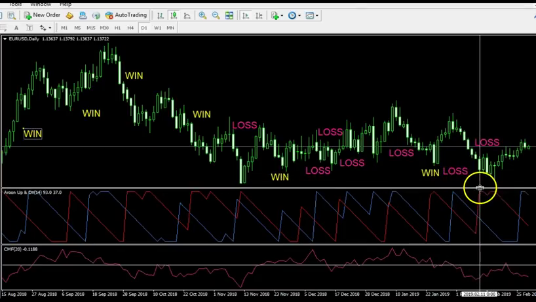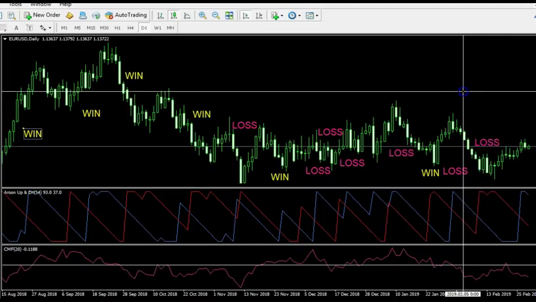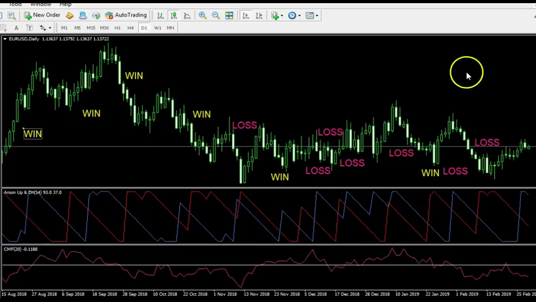And then this next one, it was a bad short. Chaikin also said go short. We'll keep that there. So out of 12 losses, now we have 1, 2, 3, 4, 5, 6, 7. We eliminated 5 losses that did not need to be there.